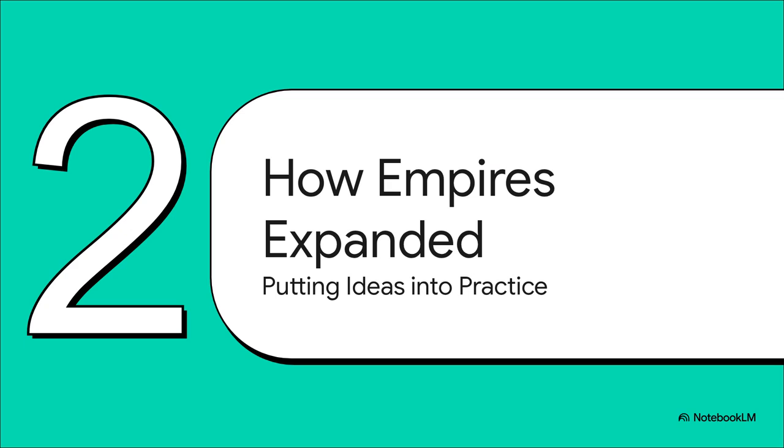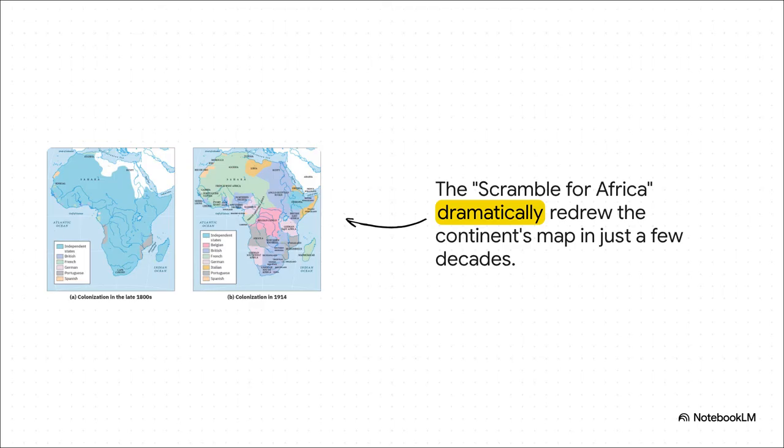Okay, so with these justifications locked and loaded, how did these industrial countries actually go out and build their empires? Let's pivot now from the why to the how, and look at the methods of expansion, which were both technologically shocking and ruthlessly efficient. Just look at these two maps. On the left, you've got Africa in the late 1800s, a continent full of diverse, independent kingdoms and states. Now look at the map on the right, just a couple of decades later. It's almost unrecognizable, carved up by European powers.